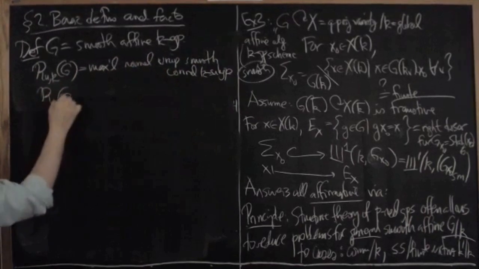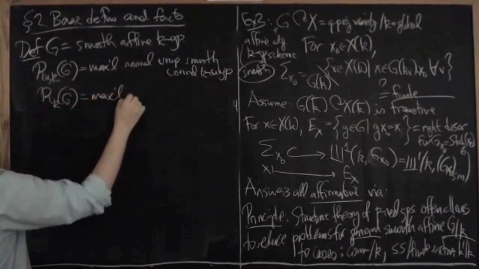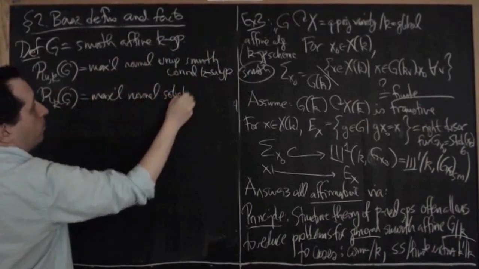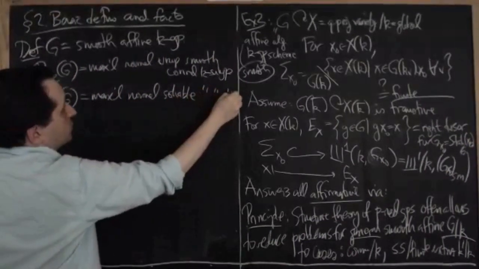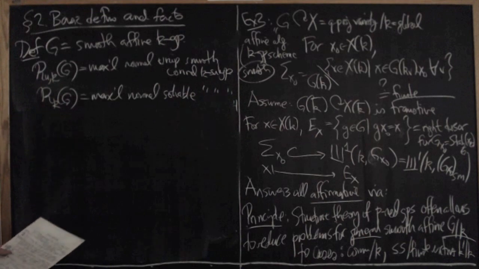And then we have what we'll call the k-radical, which would be the maximal normal solvable smooth connected k-subgroup. Okay? So these are just some definitions.